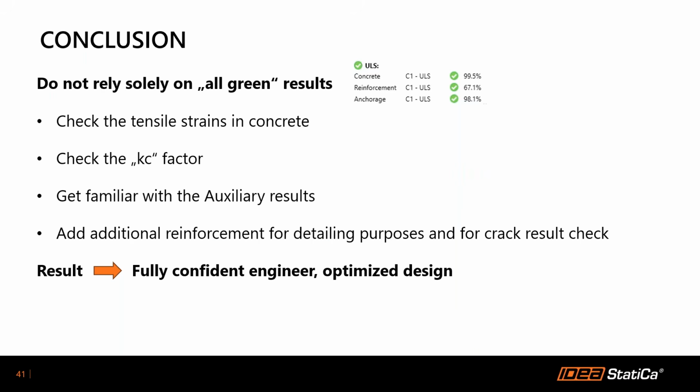Check the tensile strength in concrete, check the KC factor where the compressive strength of concrete is reduced, get familiar with the auxiliary results, check the principal strains, their direction, and add additional reinforcement, at least for detailing purposes and for the crack result check, so you get the whole picture and you can have a realistic view of the behavior of your structural detail. The result, if you do all this, you can be fully confident in your design and in the fact that the app design is as optimized as it can be.